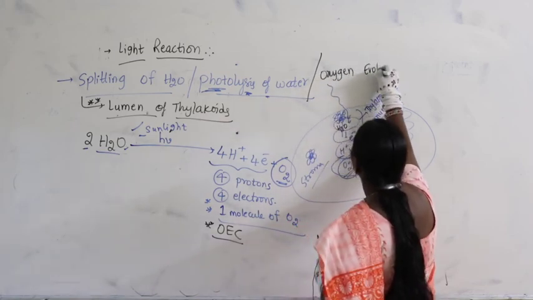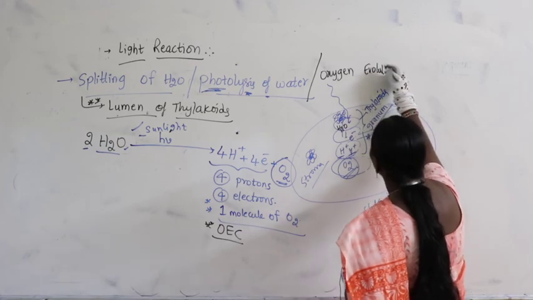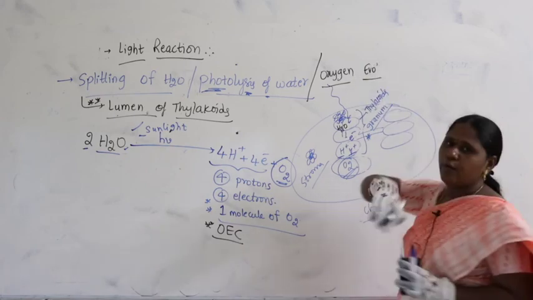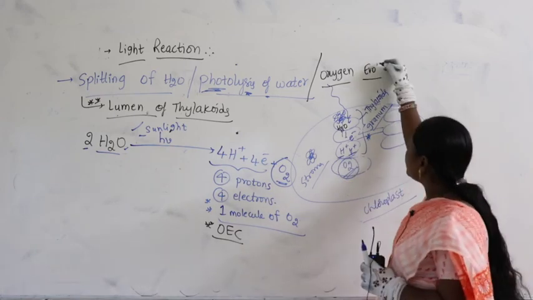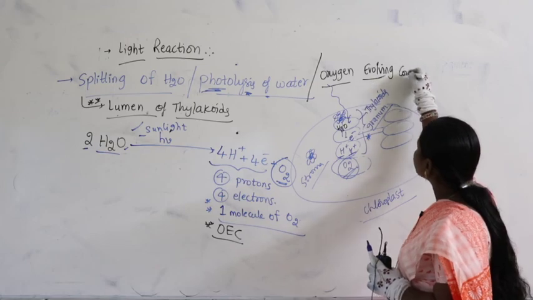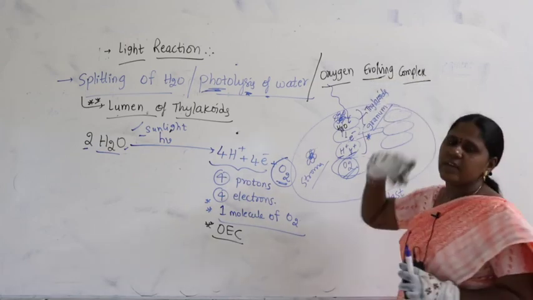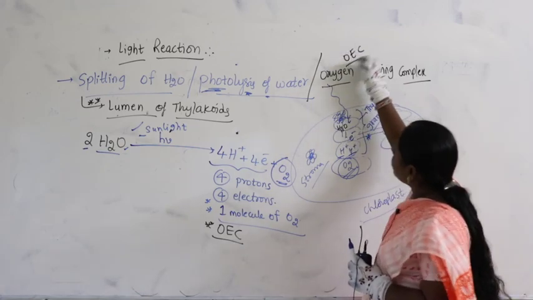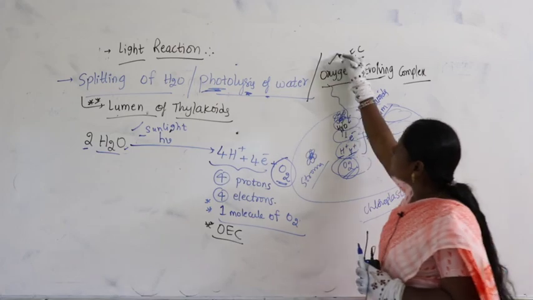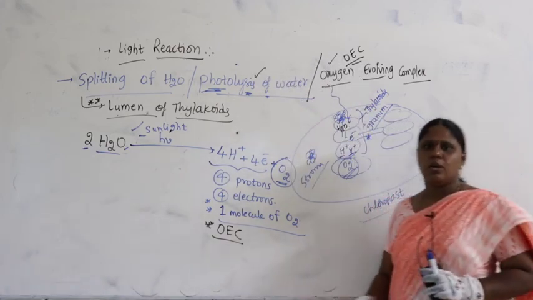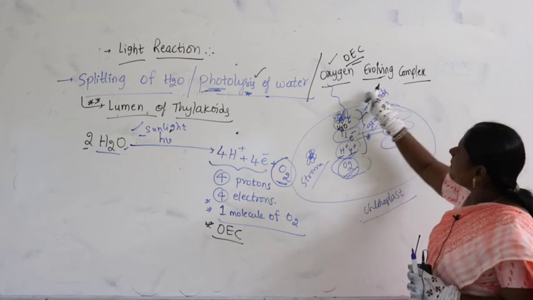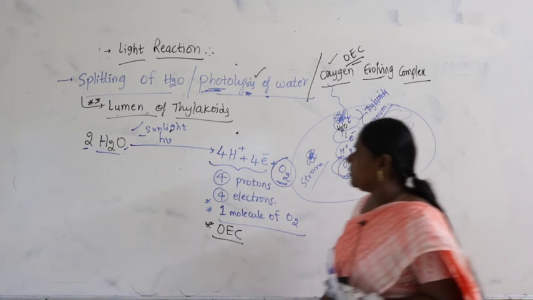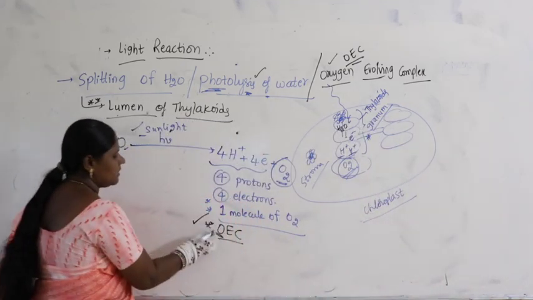oxygen evolving, right? So evolving, not evolution, evolving. So you can write oxygen evolving complex. It is giving out oxygen. So whenever you get oxygen evolving complex in a question, it is speaking about photolysis of water. OEC itself is called photolysis of water, right? Why? Because oxygen is released out.